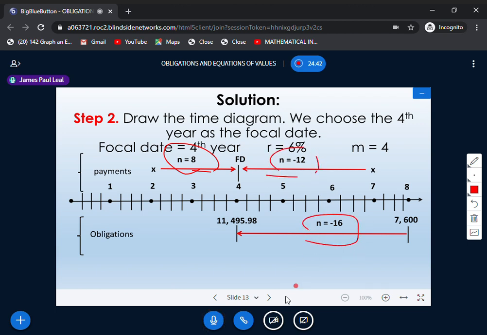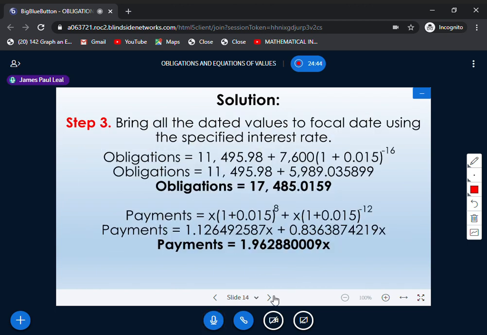So all you have to do, and we can now actually find the obligations. How do we find the obligations? For step 3, you have to bring all the dated values to the focal date using the specified interest rate as we computed. And now we can formulate an equation of values.